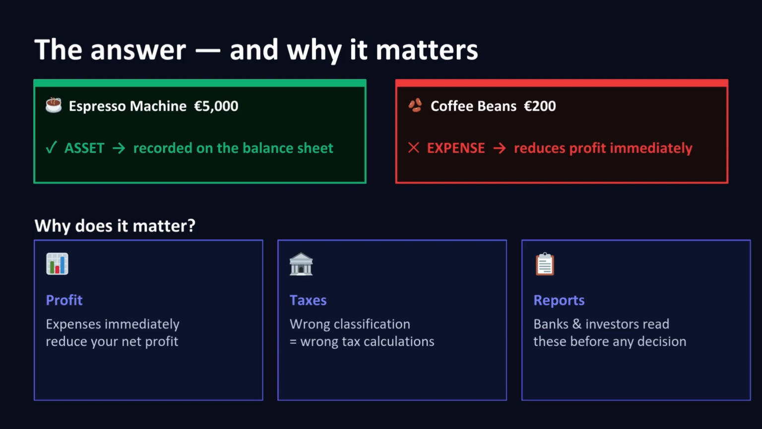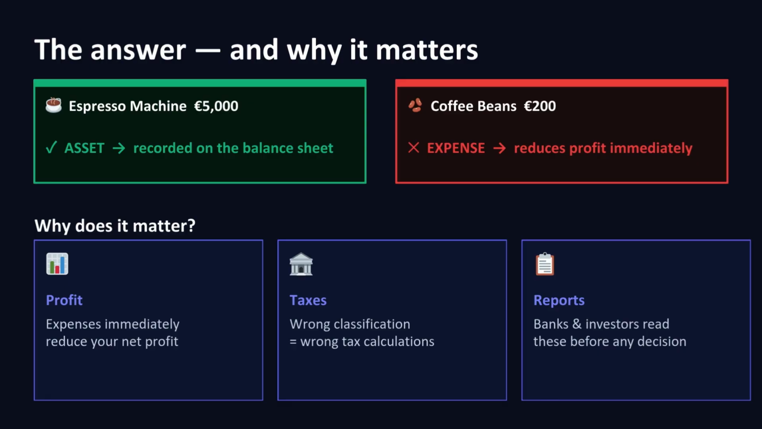Now, why does this actually matter for your business? 3 reasons. First, profit. Every expense you record reduces your net profit in that period. Second, taxes. Wrong classification means wrong tax calculations, and that can go both ways. Overpaying or underpaying. Third, your financial reports.